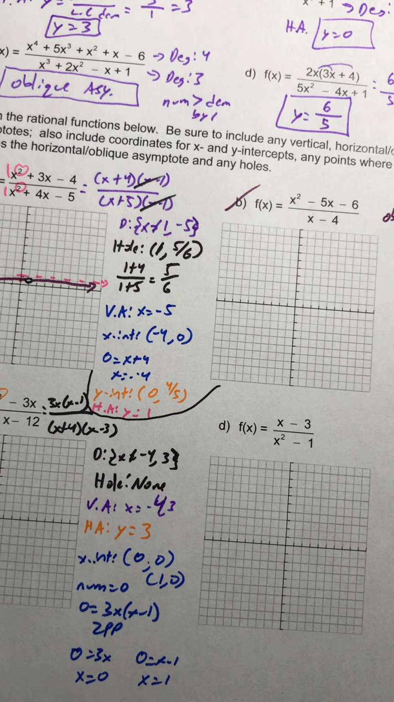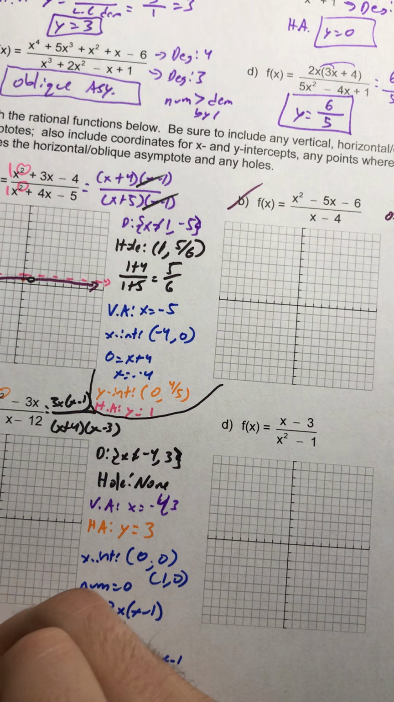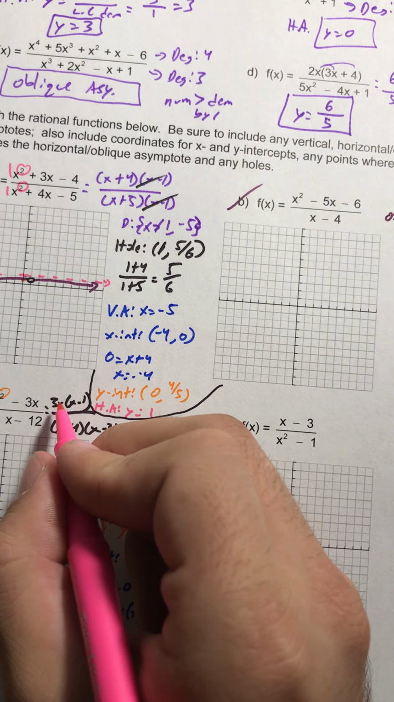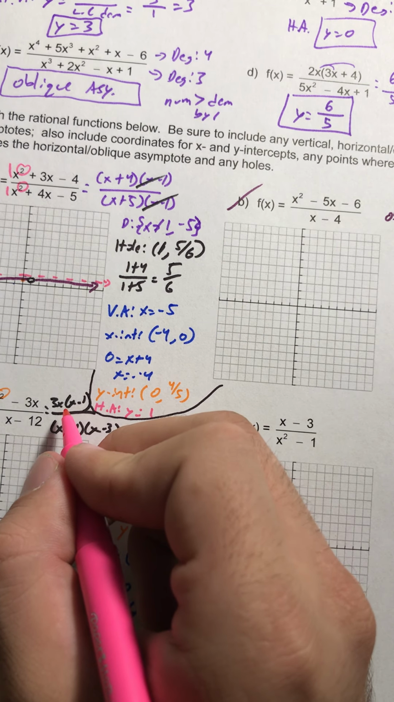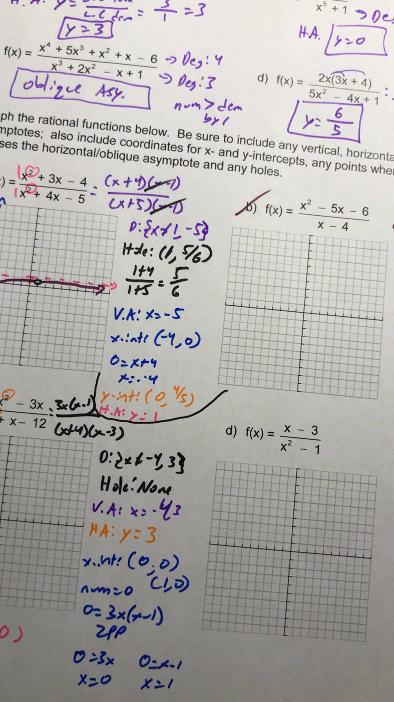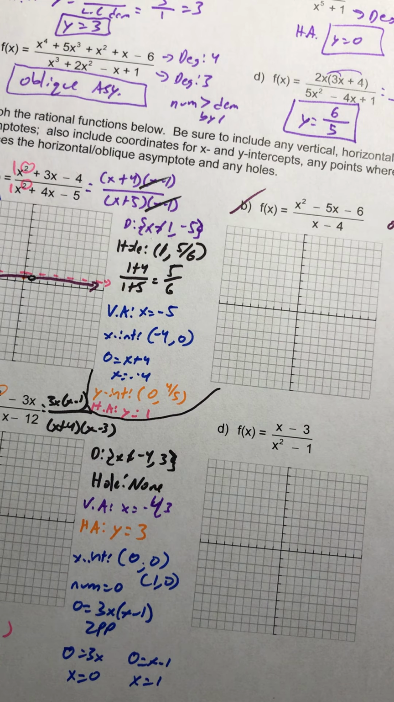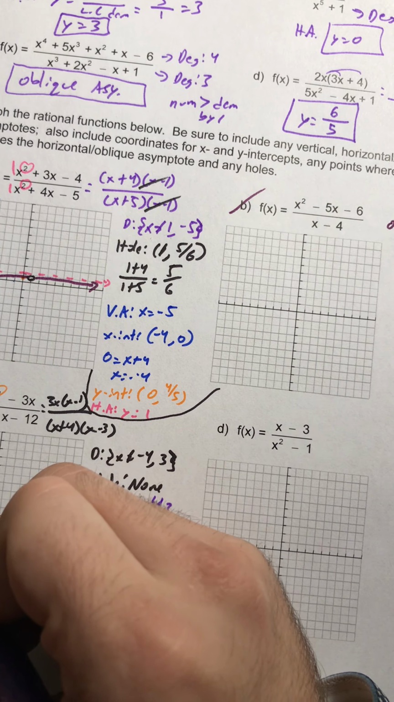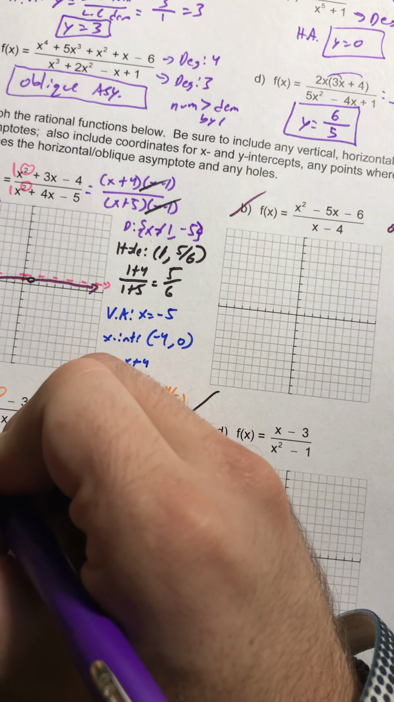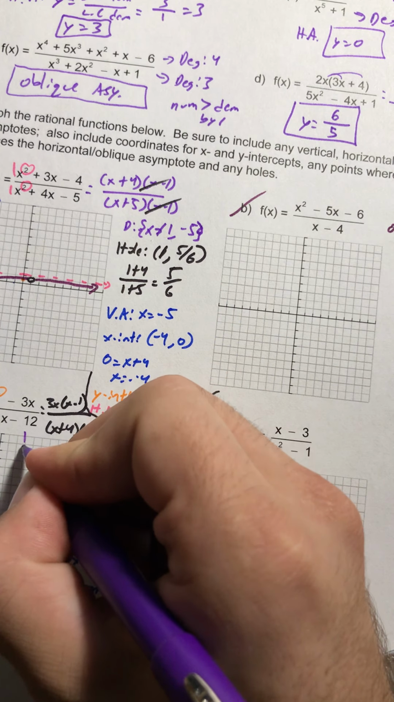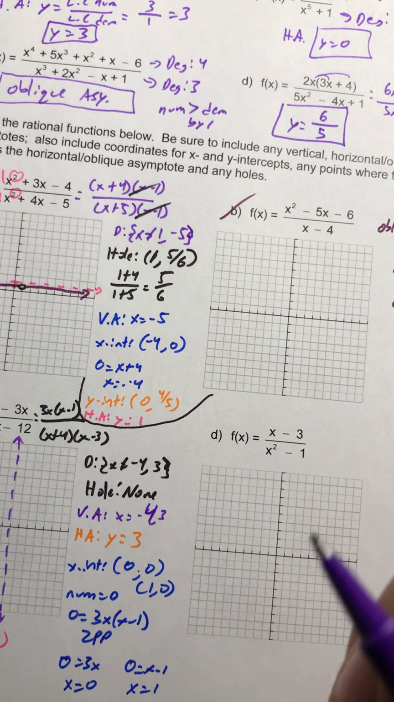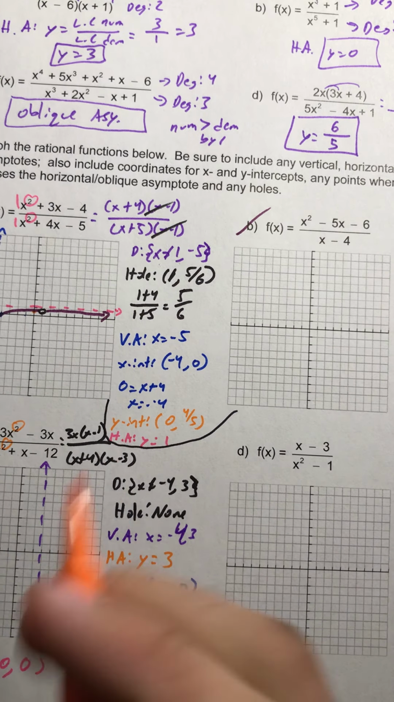And lastly, to find my y-intercept, I just set x equal to 0. As soon as I plug 0 in, 3 times 0, this numerator is going to be 0, which makes the whole thing 0. So my y-intercept is at (0, 0). All right. Now time to graph. So vertical asymptote at negative 4. At 3. Horizontal asymptote at y equals 3.